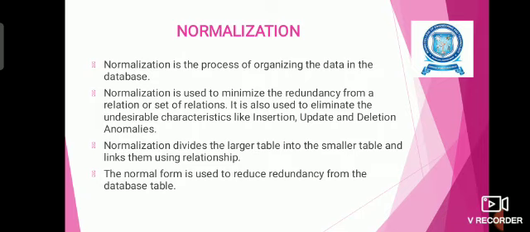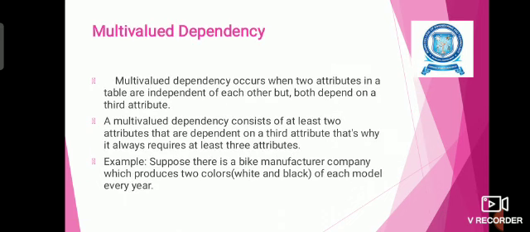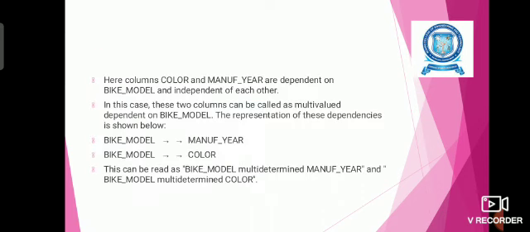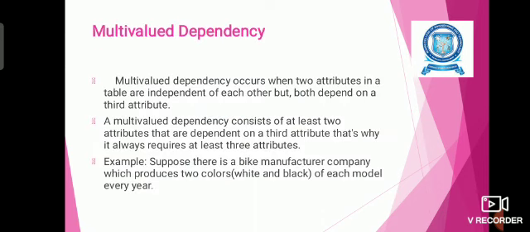So to make the database more efficient, we go for normalization. Normalization may be of many types: first normal form, second normal form, third normal form, Boyce-Codd normal form. And next we are going to see about fourth normal form. The fourth normal form is associated with one feature called multivalued dependency. So now let us see about the multivalued dependency.